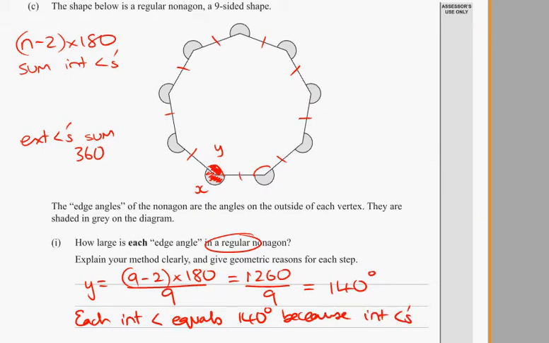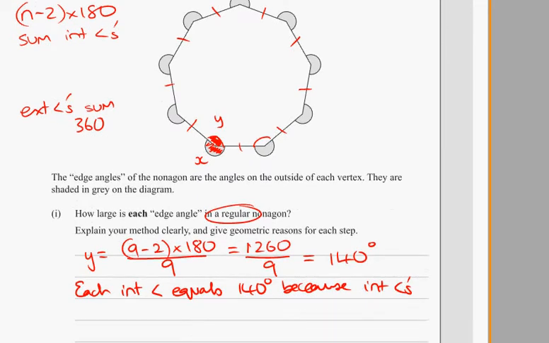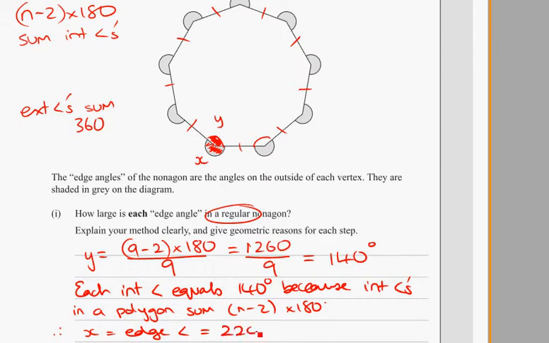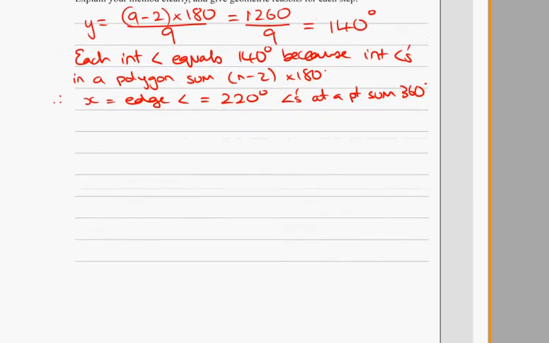because interior angles in a polygon sum n minus 2 times 180. Right, so therefore angle x, the edge angle, is going to equal 360 minus that, so that's 220 degrees, and that was using angles at a point. Sum 360. And there are other ways you can answer that using exterior angles as well.